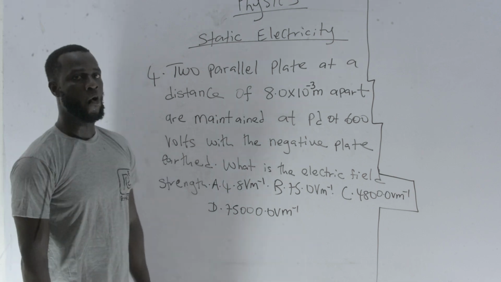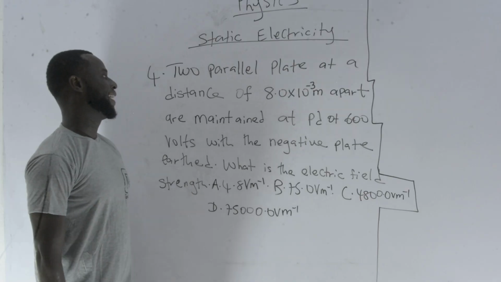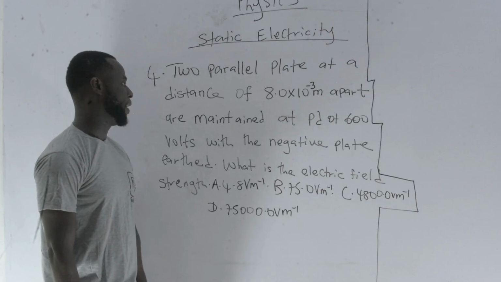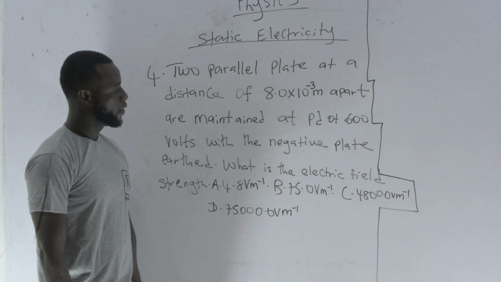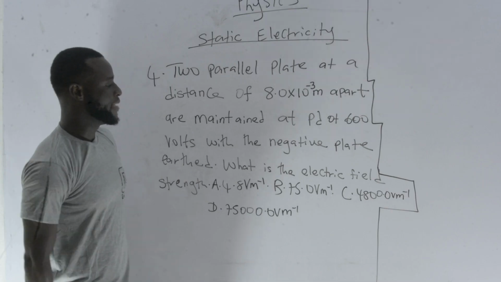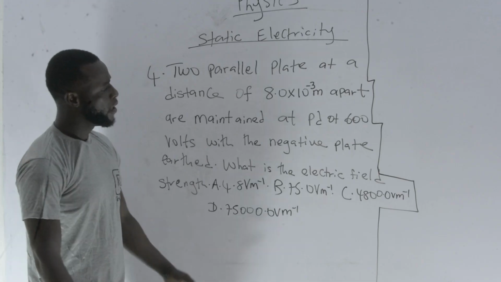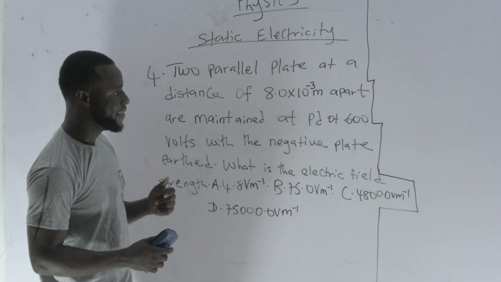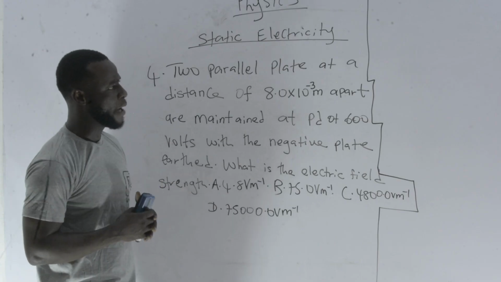Question number 4 on electrostatics. 2 parallel plates at a distance of 8.0 times 10⁻³ meters apart are maintained at a PD of 600 volts with the negative plate earthed. What is the electric field strength? So here they ask us for electric field strength. They gave us the distance and they gave us the potential difference, which is V. So the question will be, what formula am I going to use?